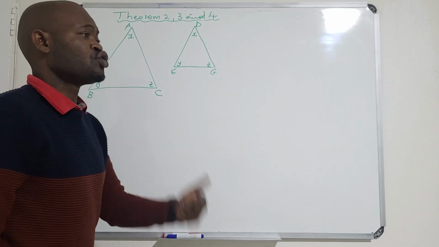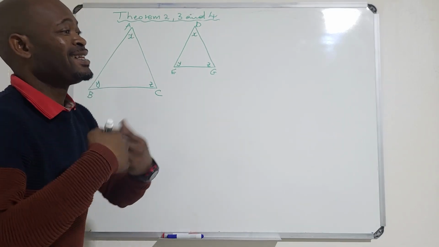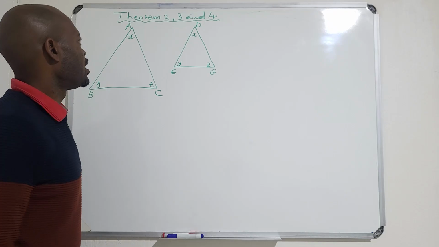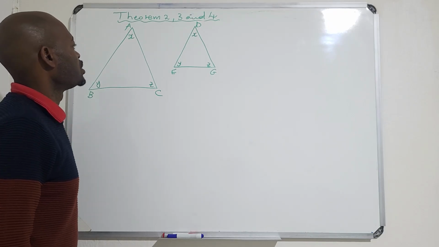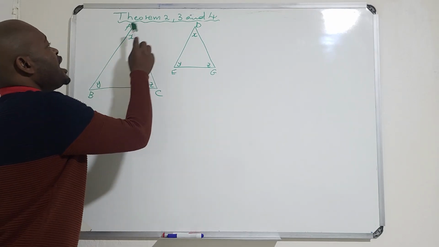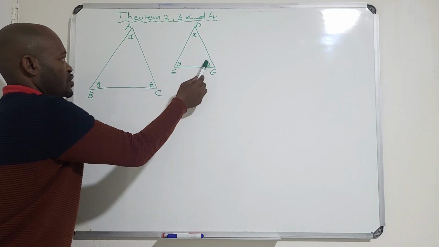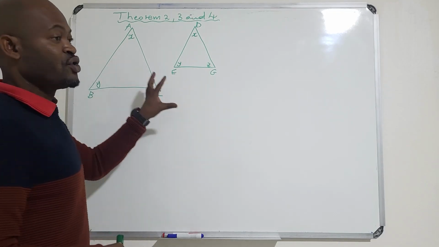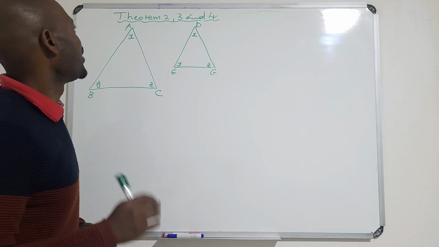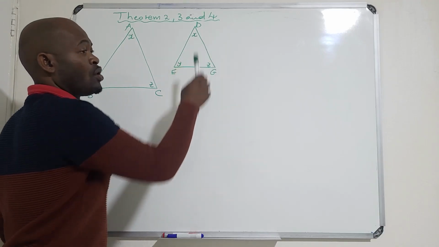By then the two triangles are similar, it means that the other condition holds. Therefore, it means that this angle is equal to that angle, this angle is equal to that angle, this angle is equal to that angle. That's theorem number 3. Theorem number 4.